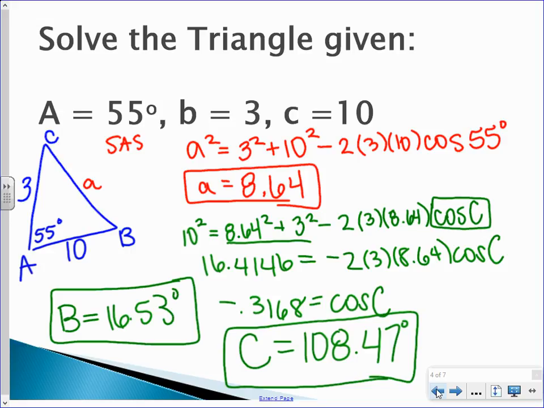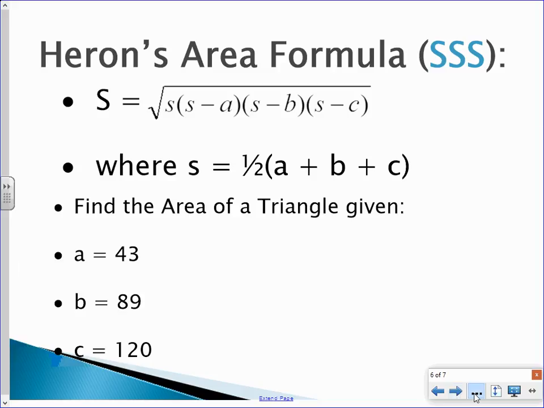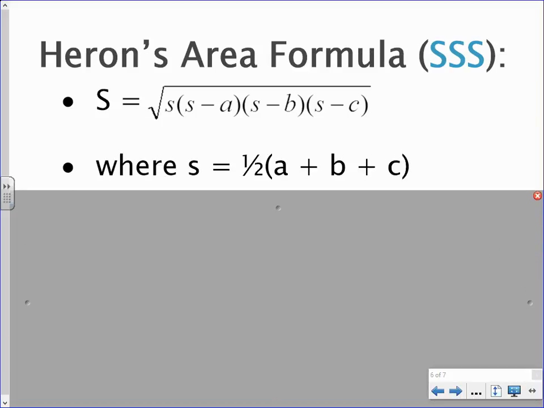All right. When we talked about the law of sines, I did teach you one shortcut for finding area. If we knew side angle side, we had 1/2 times the side times the side times the sine of the angle in between. I have a second area formula that involves all three sides. This is Heron's formula, and we use it when we know all three sides of a triangle.